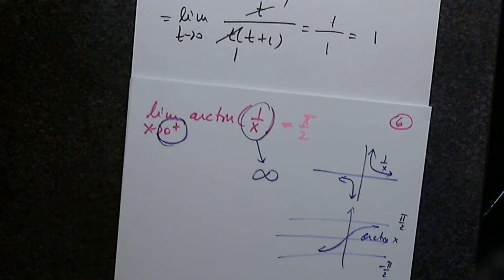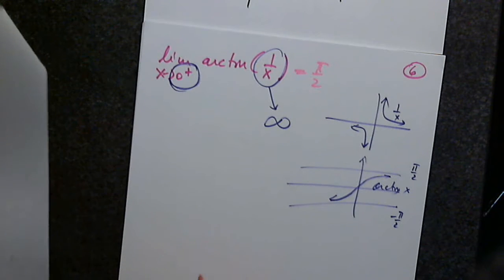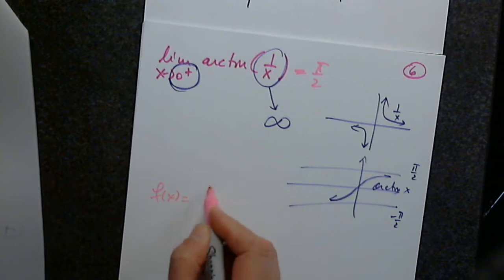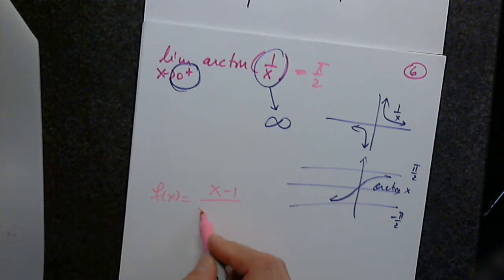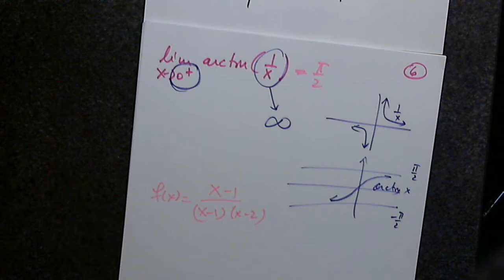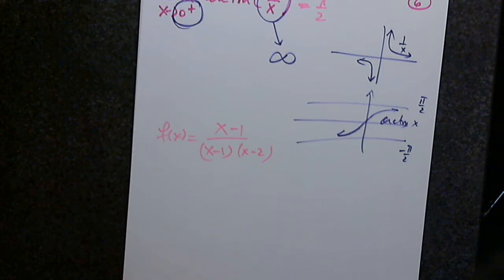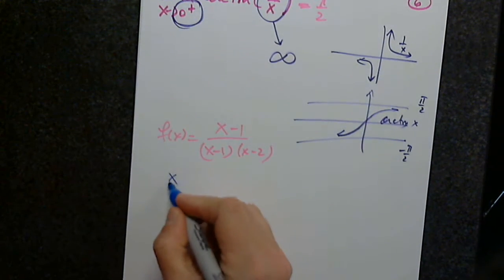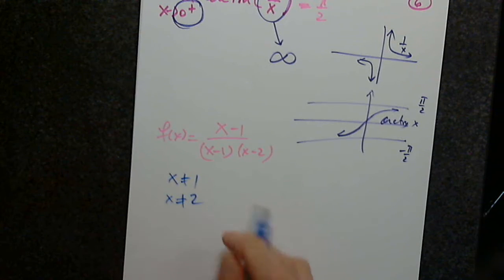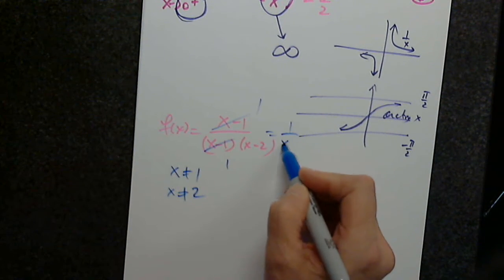Number nine. Right, so this is f of x. This is very similar to what we looked at last time. So we have x minus 1 and x minus 2 after we factor. And we immediately state two restrictions, that x does not equal 1 and x does not equal 2. But after that, we can simplify, and the simplified form is this.